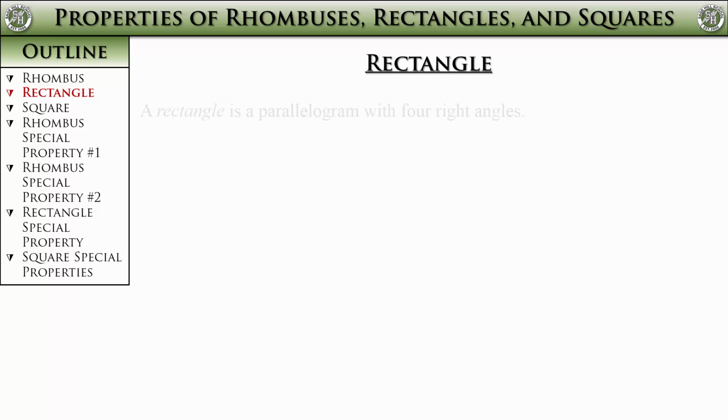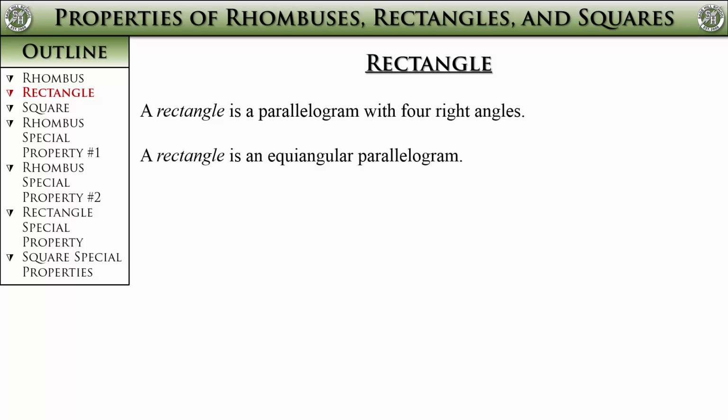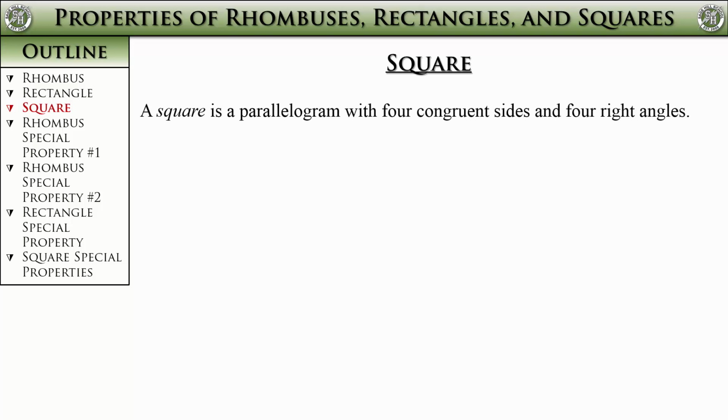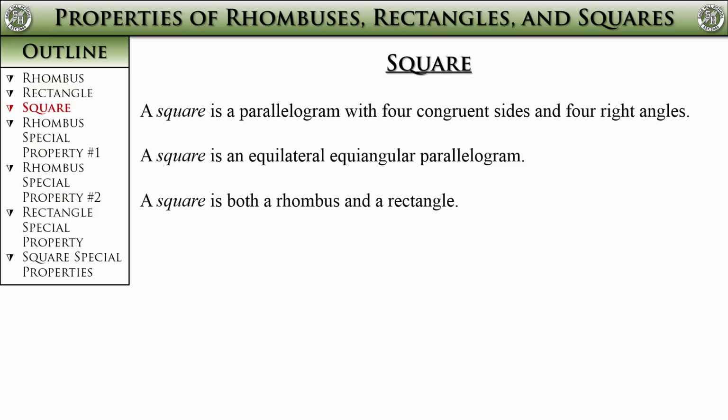Next up, something you are probably familiar with, a rectangle. A rectangle is a parallelogram with four right angles. You could also say a rectangle is an equiangular parallelogram. I'm guessing you have probably seen one or two before. And another one you have probably seen before, a square. A square is a parallelogram with four congruent sides and four right angles. Or you can go with this big mouthful. A square is an equilateral equiangular parallelogram. Phew. Or maybe you prefer a square is a rhombus and a rectangle.